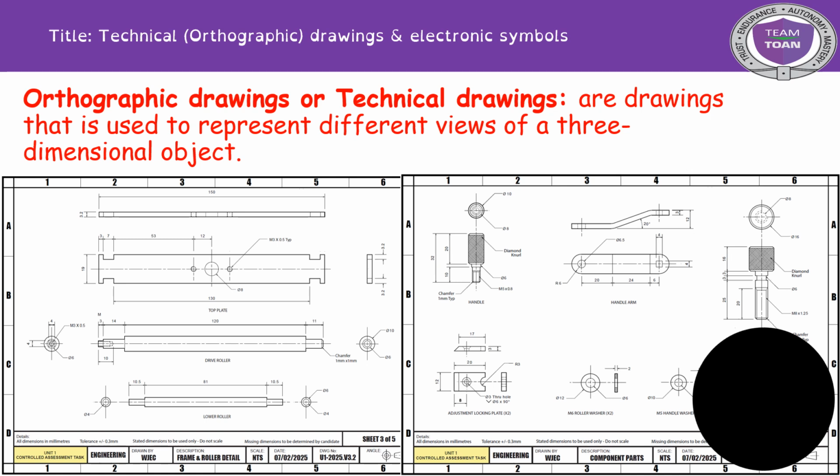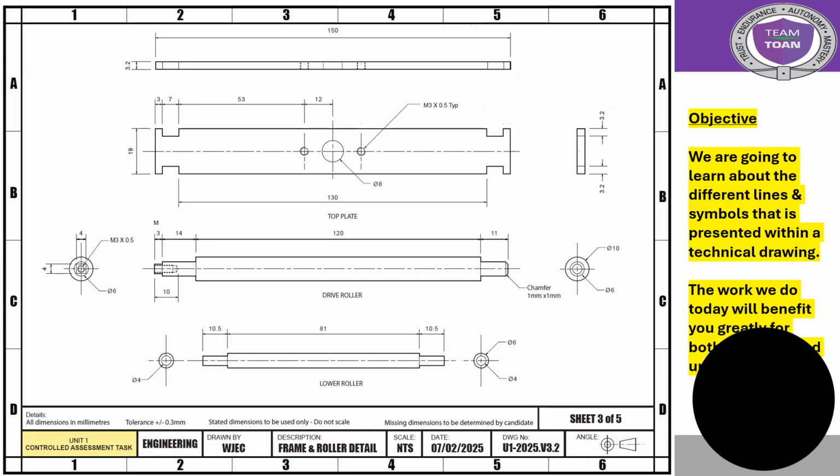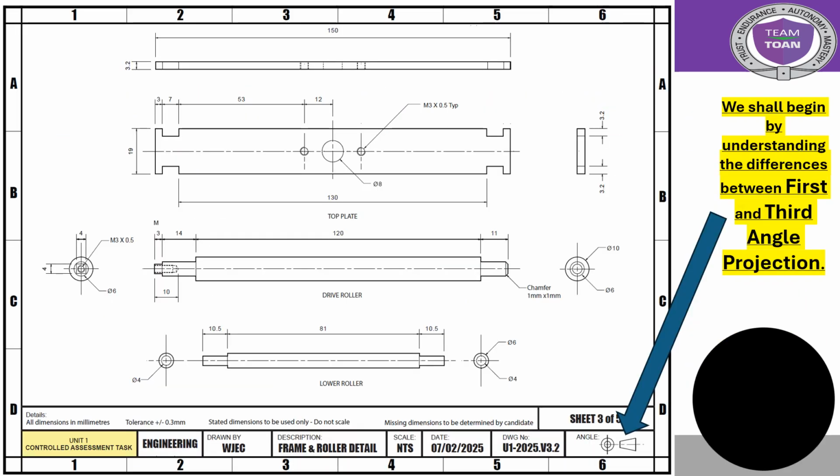Okay, now we're looking at orthographic drawings or technical drawings. So these are drawings that are used to represent different views of a three-dimensional object. So you will see these in your Unit 1 and Unit 2 work. We have worked with them in the past. These are called technical drawings or orthographic drawings. Okay, so the first thing that we are going to be looking at is the first and third angle projection. So knowing the symbols that are on the orthographic drawing and understanding what they mean.